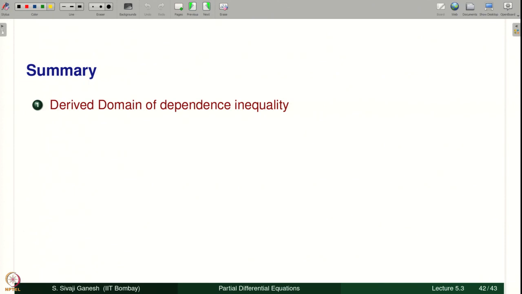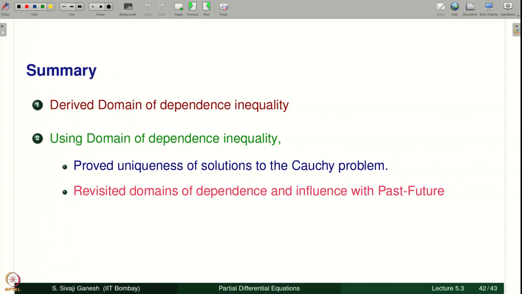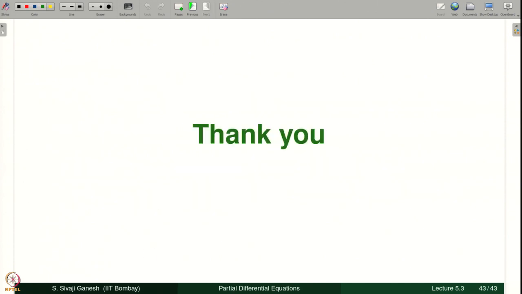So, what we have done in this lecture is we have derived the domain of dependence inequality for d equal to 1, and for d equal to 2, 3 we just gave the idea. Using the domain of dependence inequality, we proved uniqueness of solutions to the Cauchy problem, the second proof of uniqueness, and we revisited domains of dependence and influence with past, future, cause, effect points of view. Thank you.